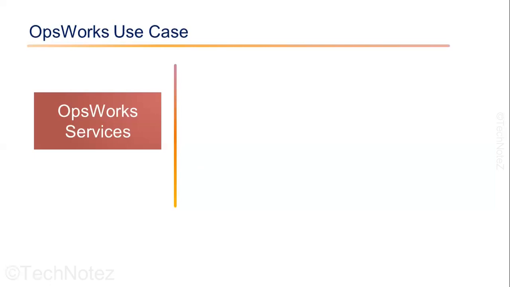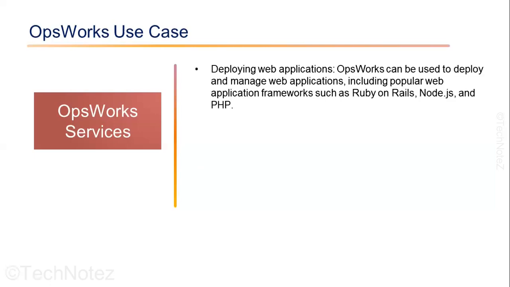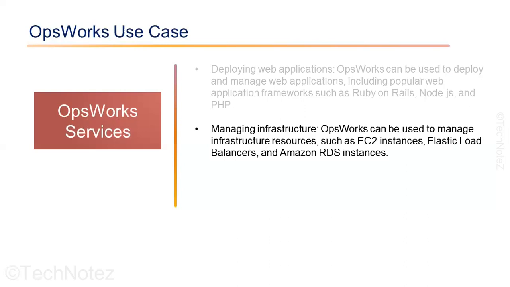There are multiple practical use cases of Amazon OpsWorks. Deploying web applications: you can use it to deploy and monitor web applications, including popular web application frameworks such as Ruby on Rails, Node.js, and PHP. Managing infrastructure: you can use OpsWorks to manage infrastructure resources such as EC2 instances, Elastic Load Balancers, and Amazon RDS.